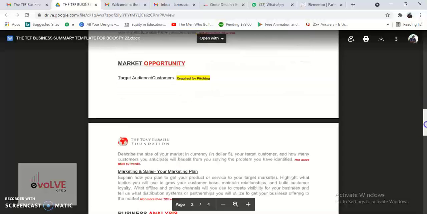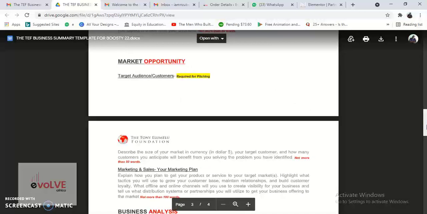So market opportunities are pretty straightforward. Who are your target audience, who are your target customers? I hope somehow in the training you've learned this, but if not, it's speaking to the size of your market. If you want to say people in Lagos, people in Abuja, people in Kwara, Abia State, how many of them are you targeting? How many of them really want your product? It's a different thing, people you want to sell to, and people who actually want your product. So the foundation wants to know how many people actually want your product in a particular geographical area.